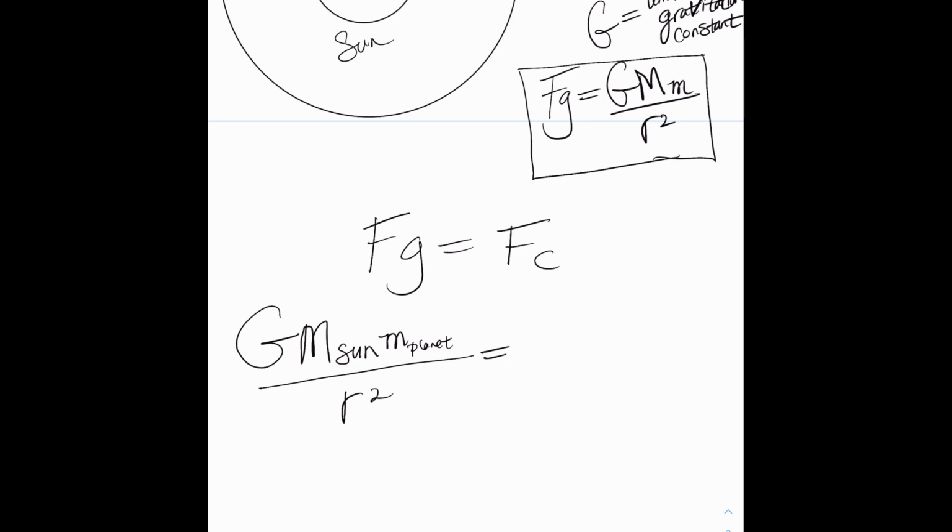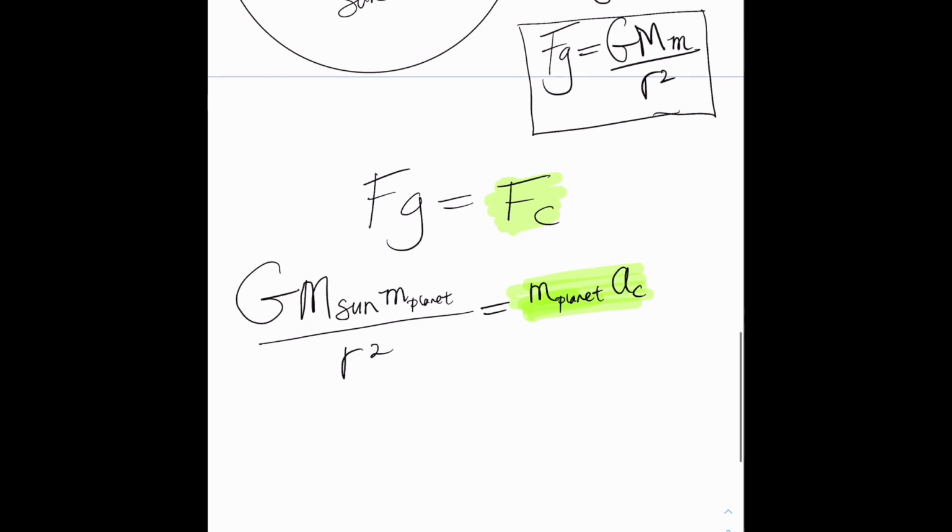F sub c is equal to the mass of the object in circular motion, which is the planet, times a sub c. And notice this right here, it's just Newton's second law, right? F sub c is equal to the mass times a sub c. All right, but we're a little better than that. We hopefully remember from last year that we had a mathematical expression for a sub c.